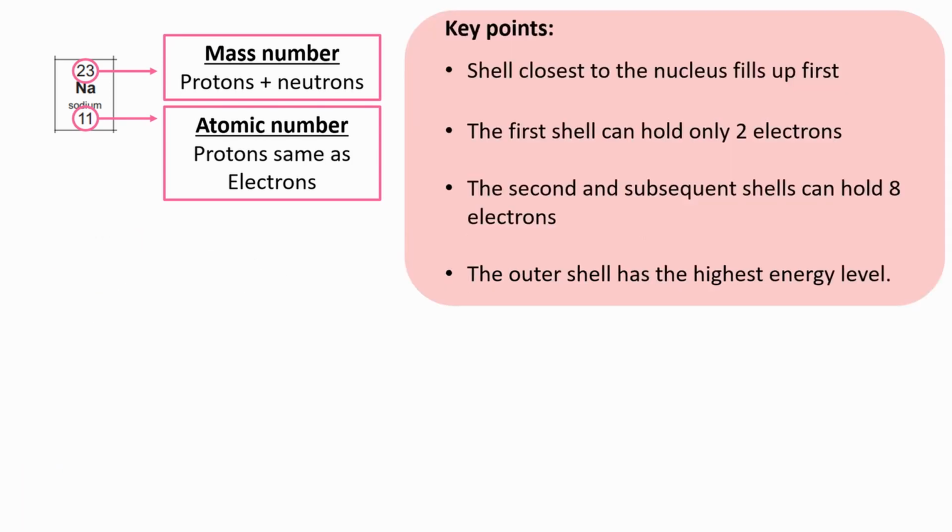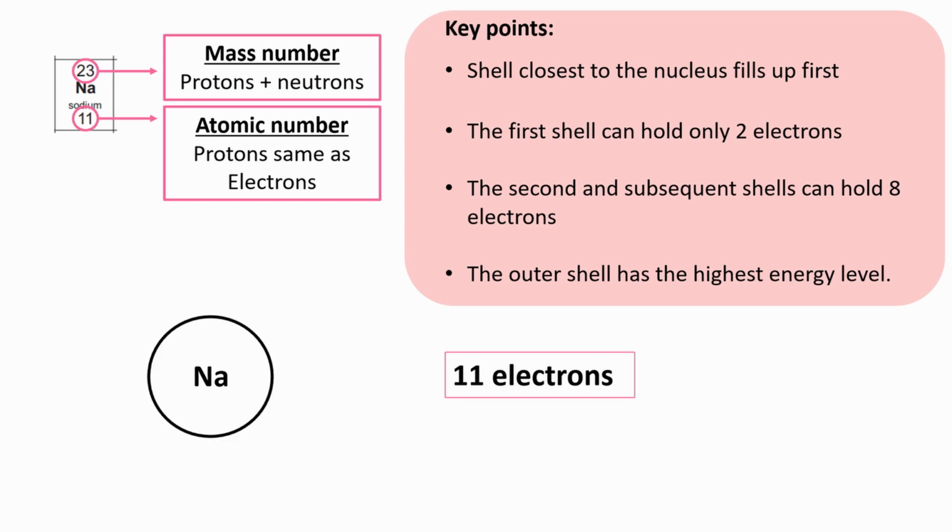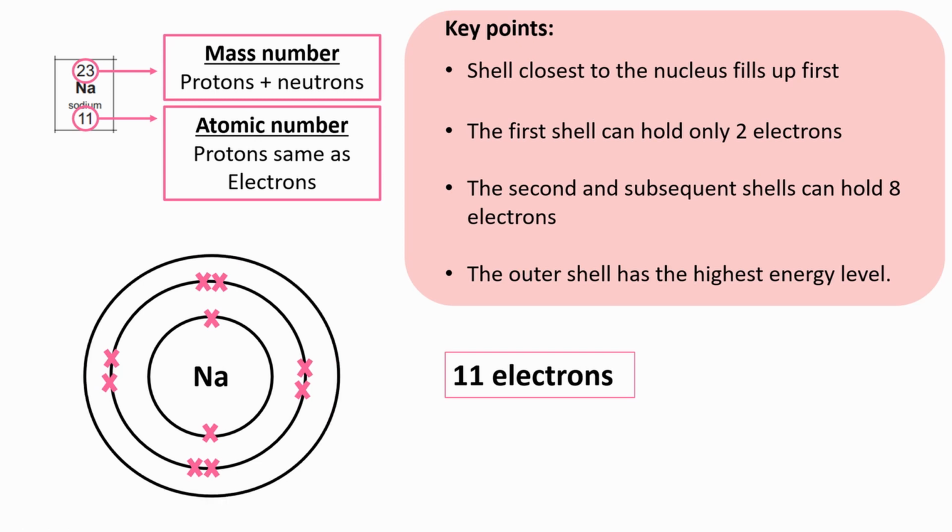So let's have a go at drawing the electron arrangement for sodium. Remember we said sodium has 11 electrons. So we have the nucleus in the center. In the first shell we have 2 electrons because that's how much it can hold up. In the second shell we have 8 electrons. So far we have a total of 10 electrons, but remember we need 11 electrons. Now the final 11th electron cannot fit in this shell because we can only have 8 electrons. So we need to draw another shell to place the final electron in there. So this is the electron arrangement of sodium.